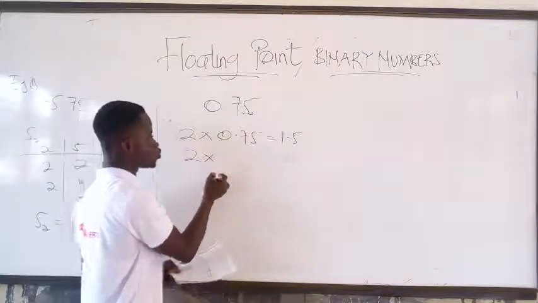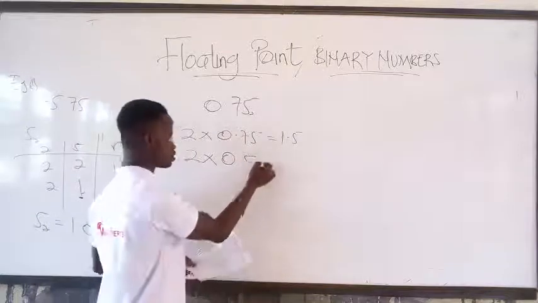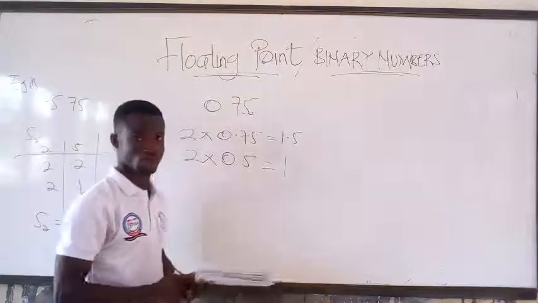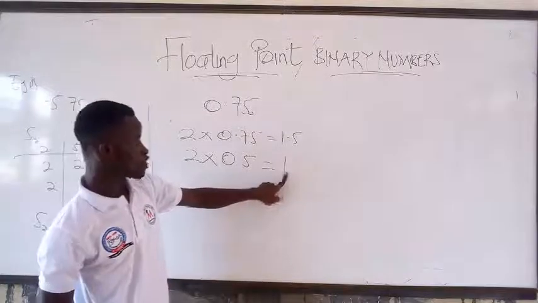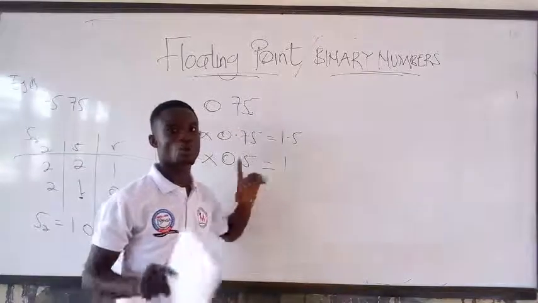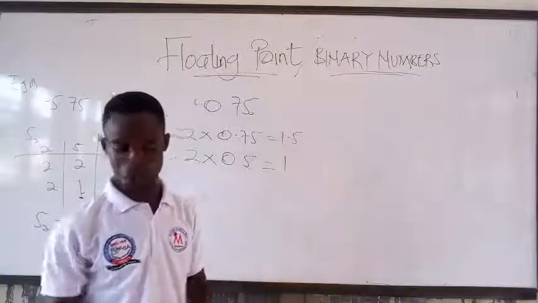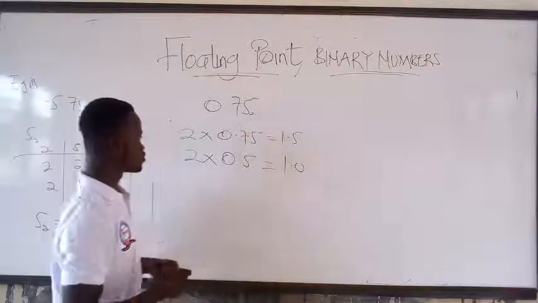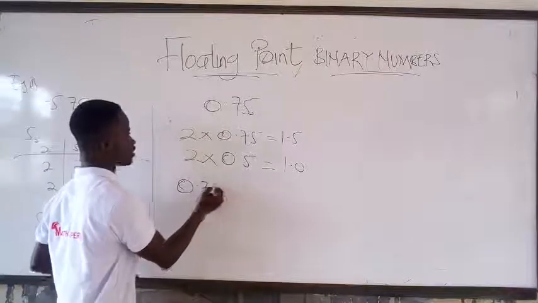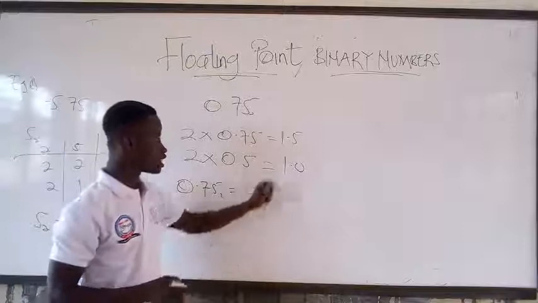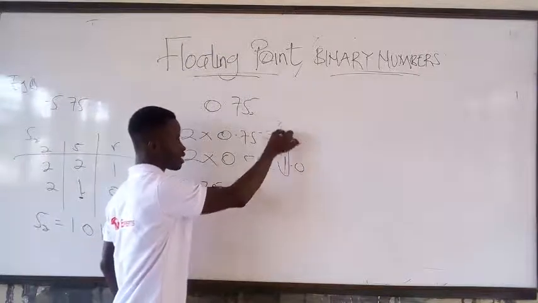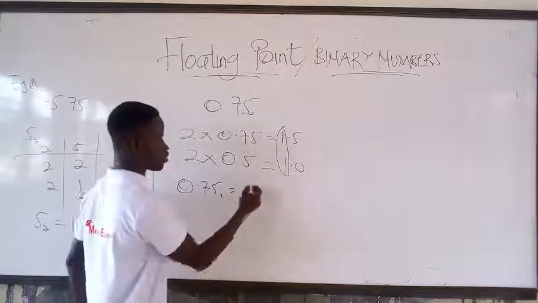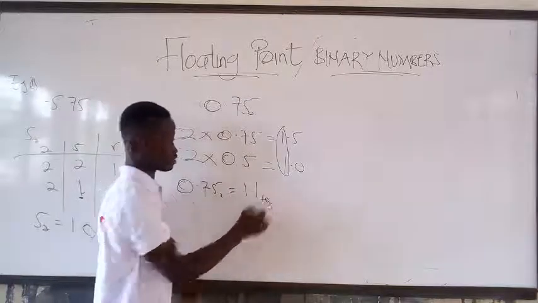So here you multiply 2 by 0.5. What will you get for that? Which is 1. Now you see that we have 1. If you get 1, it means that you will not go again. So we are now going to say that 0.75 in base 10, then we pick the numbers here, will be 11 in base 2.